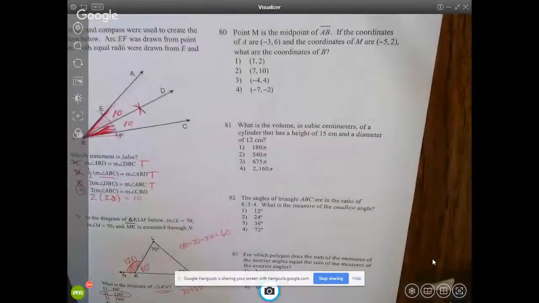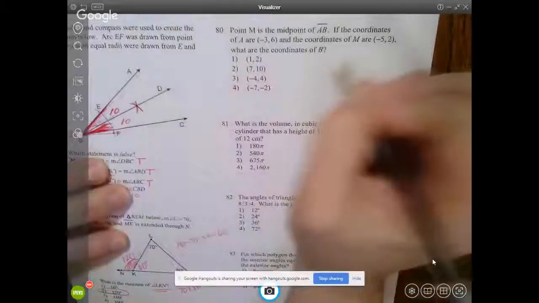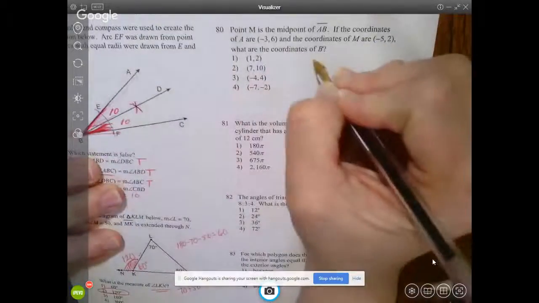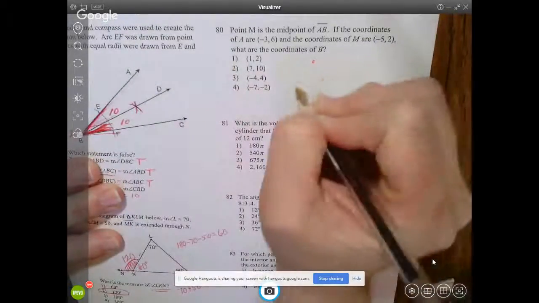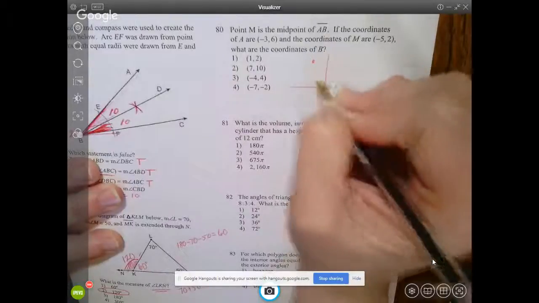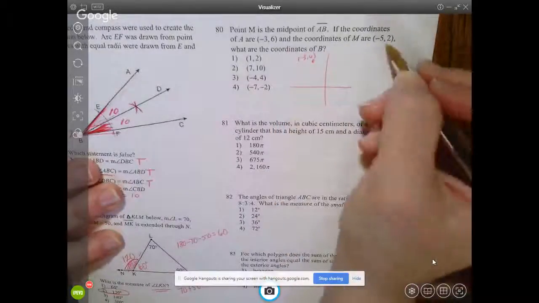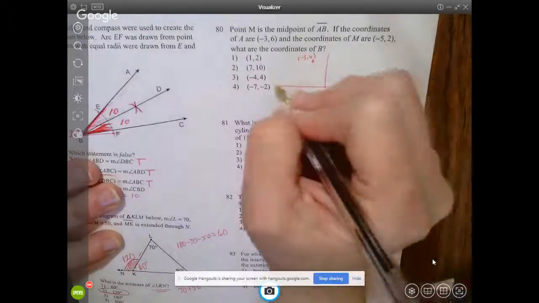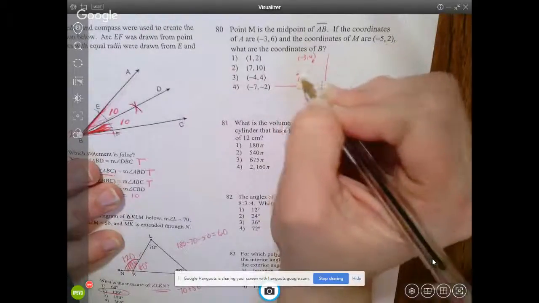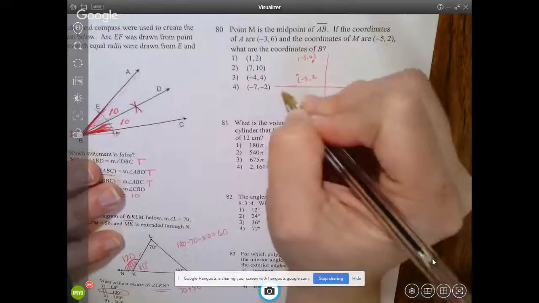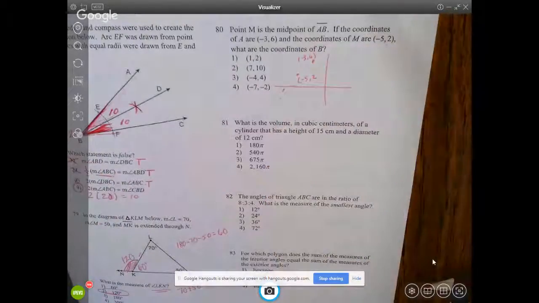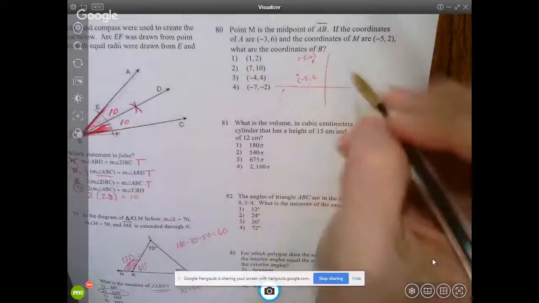The point M is the midpoint of AB. The coordinates of A are -3, 6. Okay, -3, 6. M is -5, 2. And it wants to know B. Just kind of do rise over run, run over rise. Just count boxes. You don't have to go super crazy.